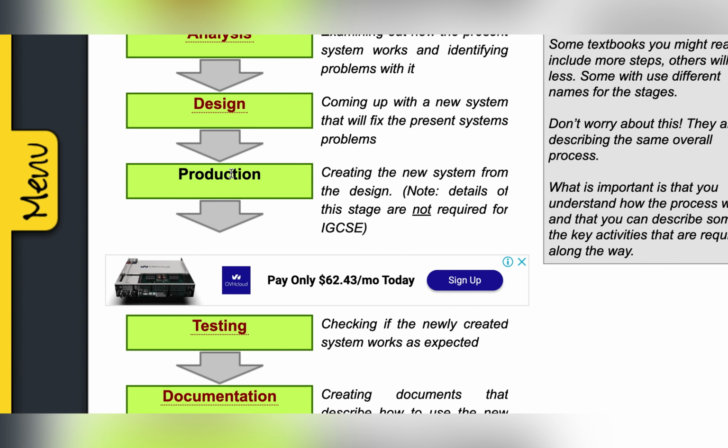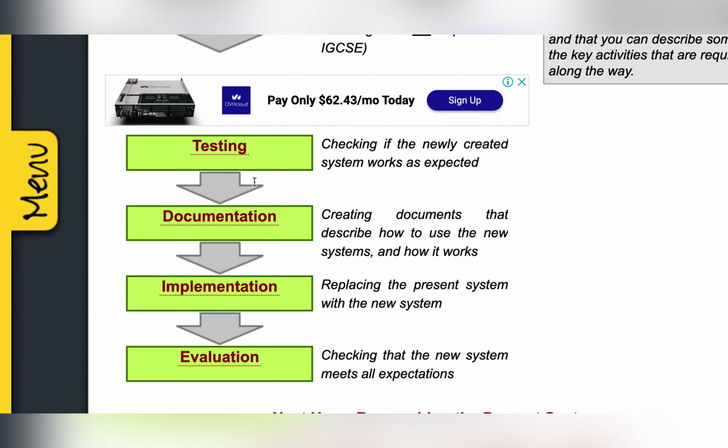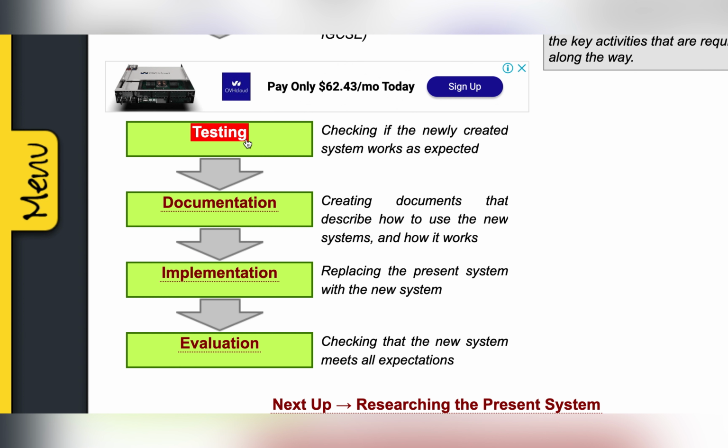Then we move to production. Production is creating the new system from the design. After you make the design, you produce the new system. So that's that. Then after that, we move to testing. Testing is checking if the newly created system is working according to design parameters. Checking if the new system is working according to the design parameters.